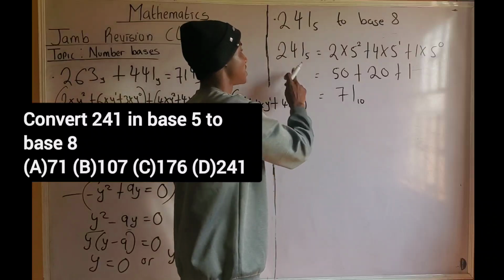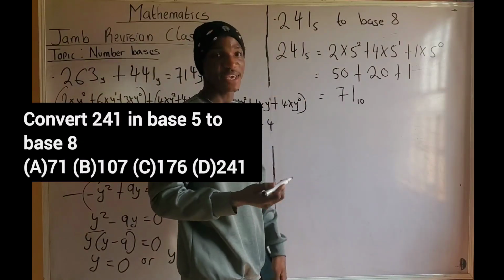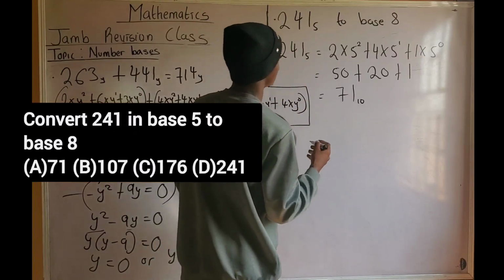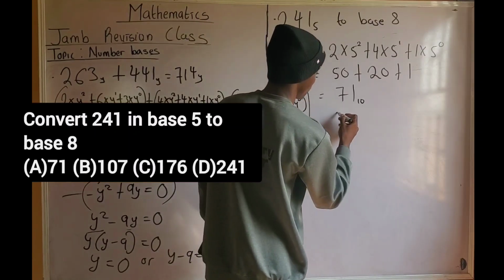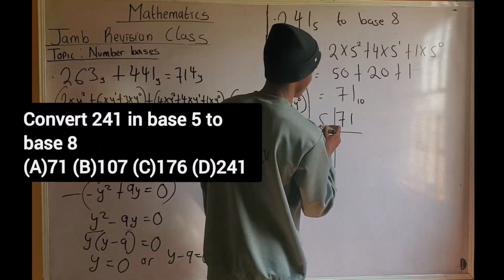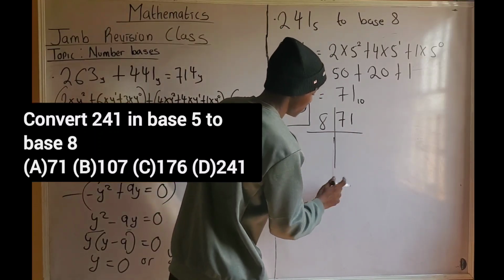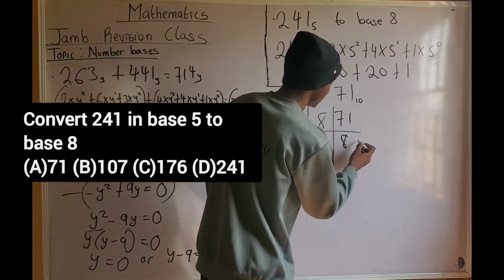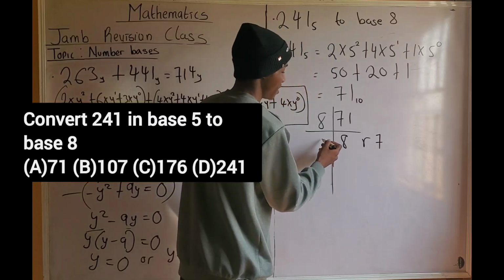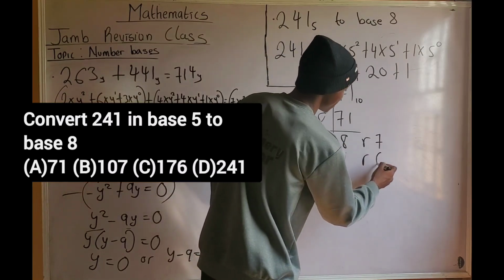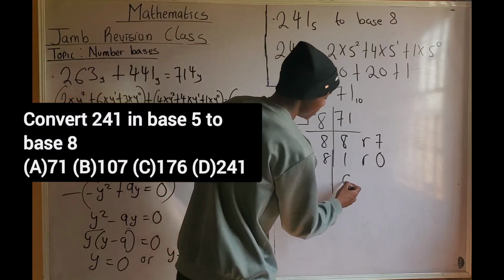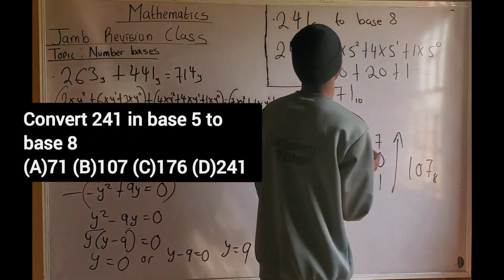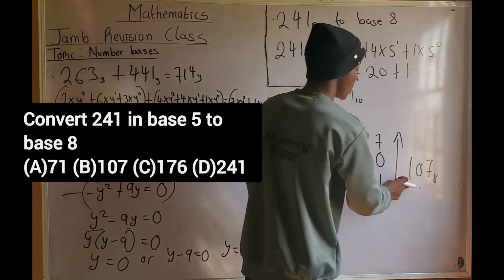Now, having converted this to base 10, you cannot stop here; you divide this answer by 8. So let us divide this by 8. 71 divided by 8 is 8 remainder 7. 8 divided by 8 is 1 remainder 0. Then 1 divided by 8 is 0 remainder 1. So here you're going to have 107 base 8. Therefore, 241 base 5 is 107 base 8.